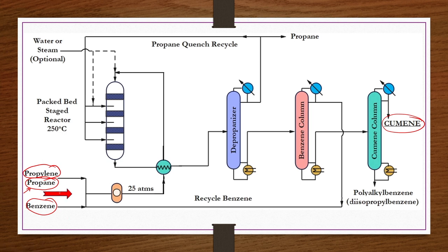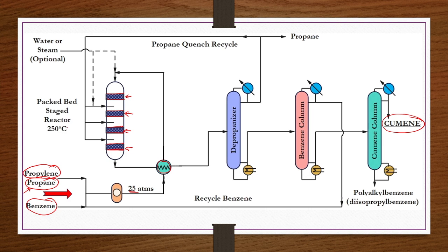So, this mixture of propylene, propane and benzene is mixed and then compressed to 25 atmospheres, then preheated by passing through a heat exchanger. Then it is sent to the packed bed reactor, which is a staged reactor. What do we mean by a packed bed staged reactor? Packing is done in stages, not like the entire column is packed with packing material. Some portion of the bed is confined between two perforated plates, and between these plates only you have the packing material. Like that, different stages of packing are possible. That is the reason this packed bed reactor is known as a staged packed bed reactor.